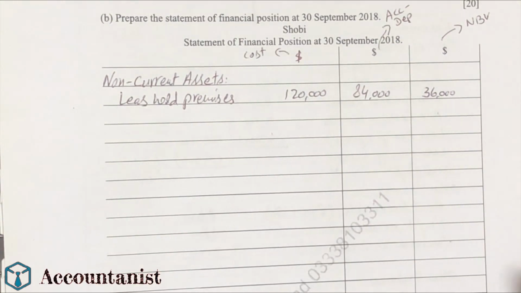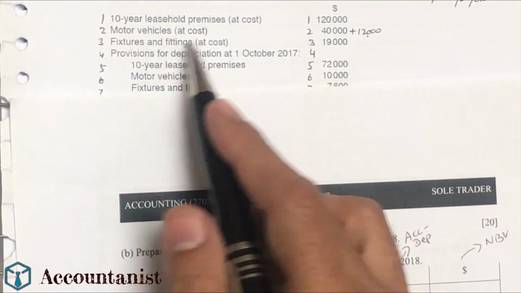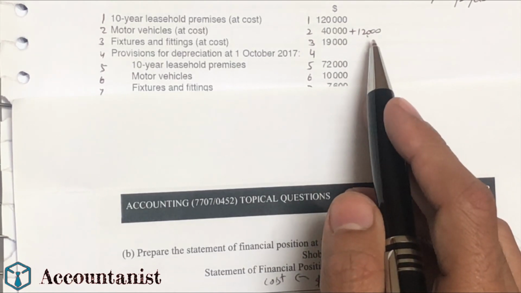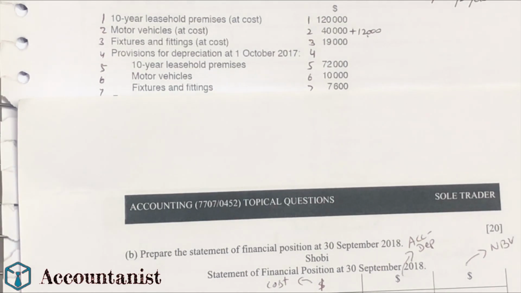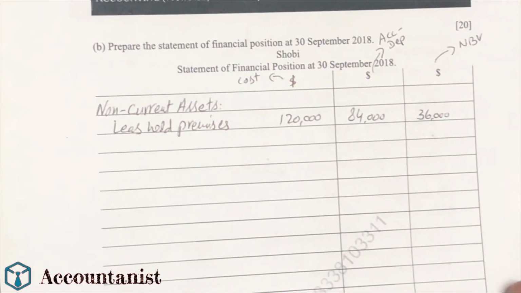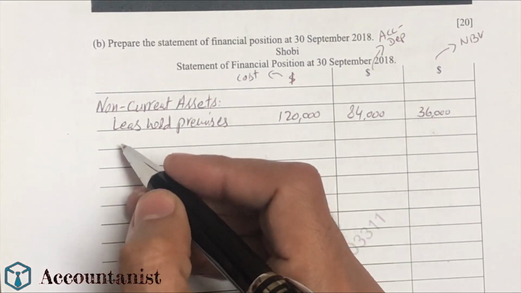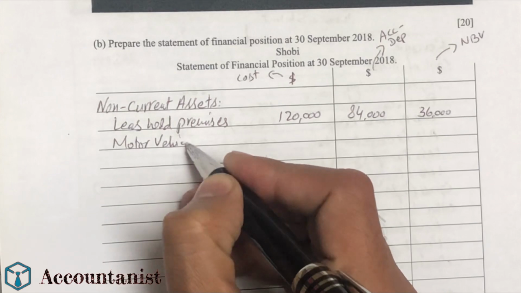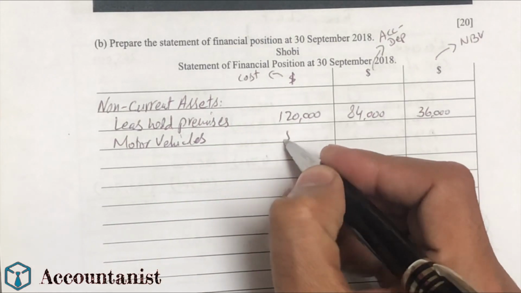The next non-current asset in the question was motor vehicle, and it was 40,000, and there was another adjustment of 12,000, so we need to add this up. So now we had a motor vehicle of 52,000. I will write this down with the cost here. That will be motor vehicles, and the cost will be 52,000.